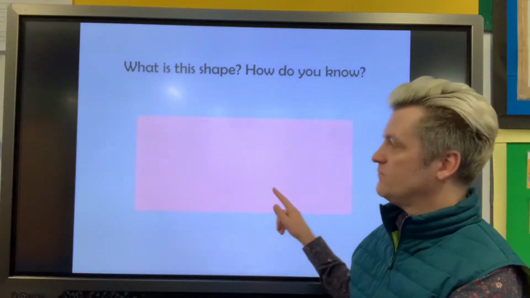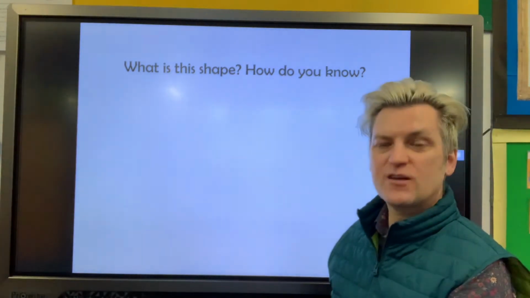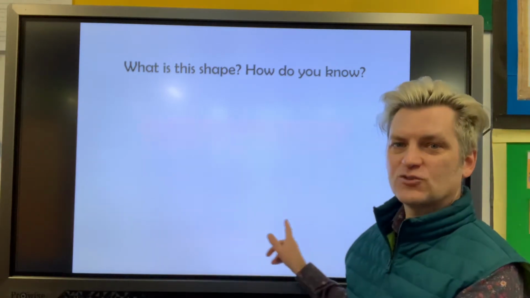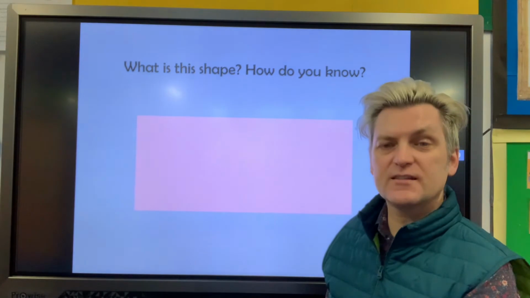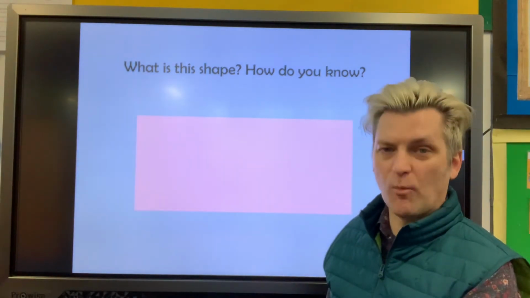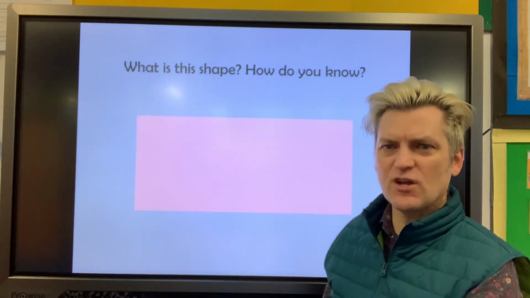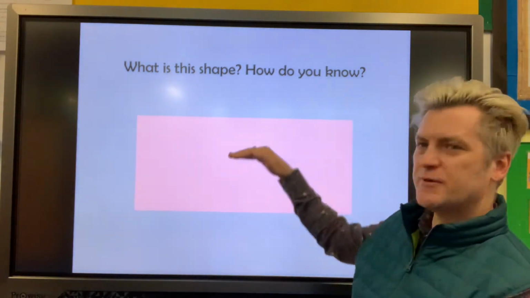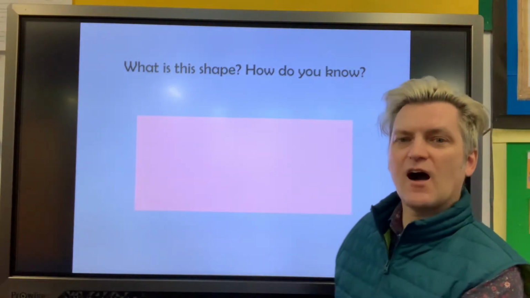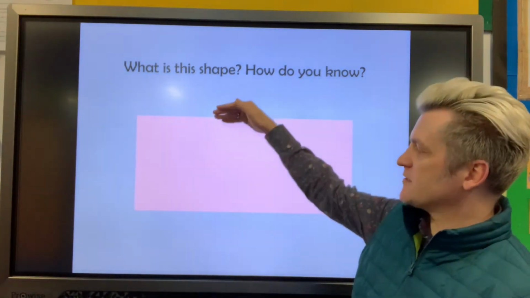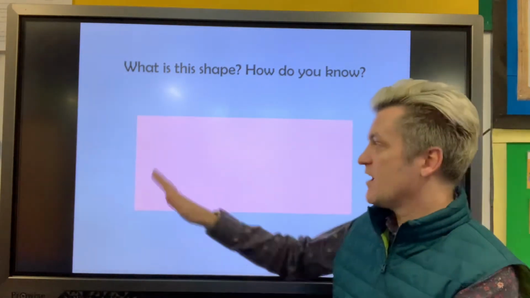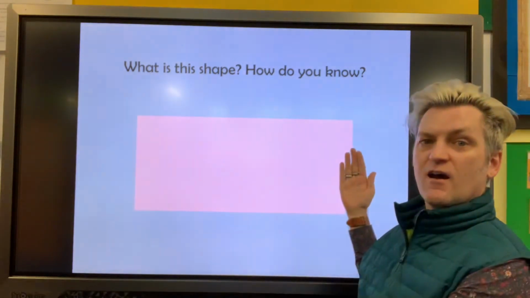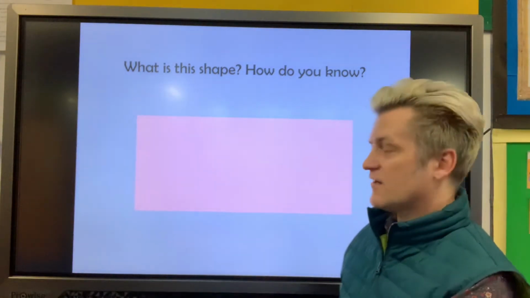And the last one, what's this shape? It's gone. I'll show you again. There we are. It's a rectangle, and the other word is an oblong. Well done. And don't forget, with an oblong, opposite sides are the same, aren't they? So these opposite sides, they're the same length. They're the long sides. And these sides are short sides, aren't they?